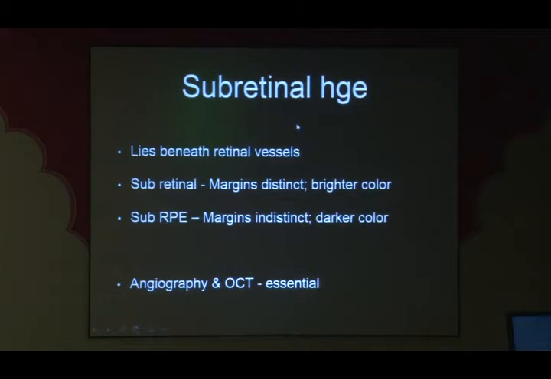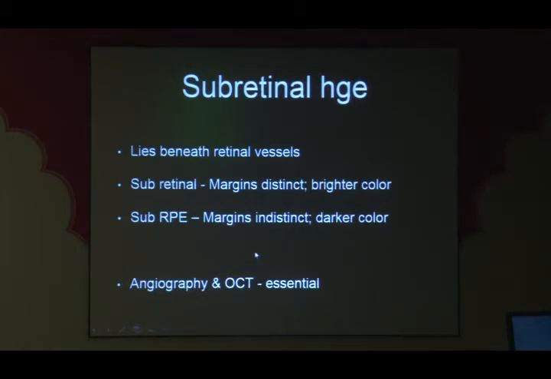Subretinal hemorrhage is much more ominous. It lies underneath the blood vessels, so you can see the blood vessels clearly. So you can make out whether the blood is subretinal or sub-RPE. If it is subretinal, then the margins are clearly well seen and it's bright red in color. If it is sub-RPE, it's a little bit dull brown or dull red in color. Margins are not distinct. In this situation, when we see any cause of subretinal hemorrhage, angiography and OCT are really essential.